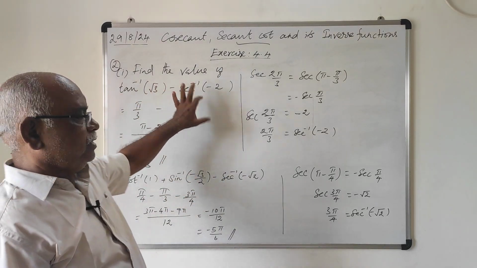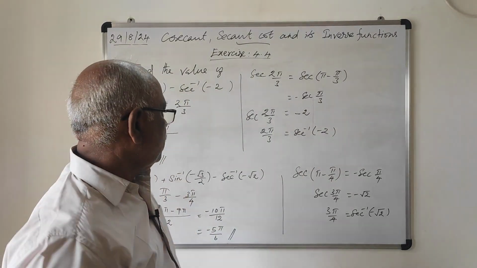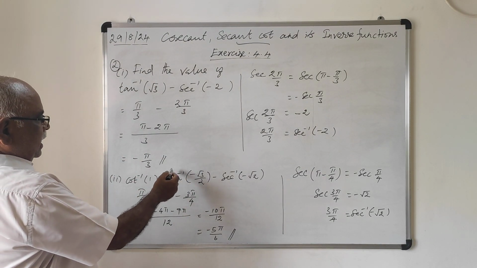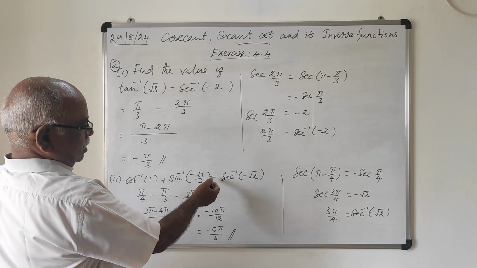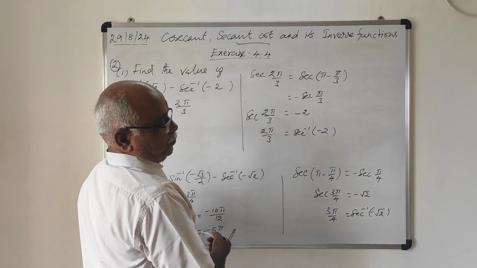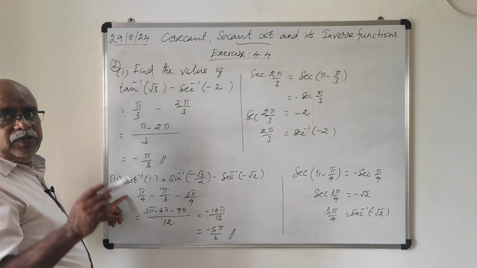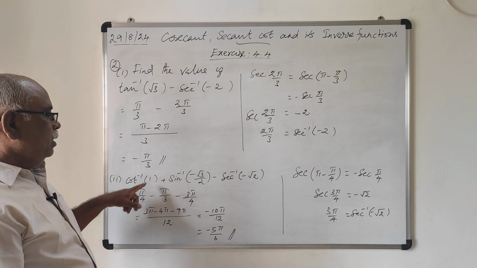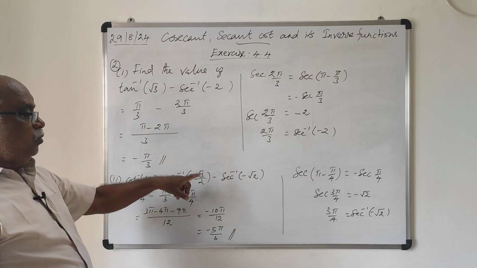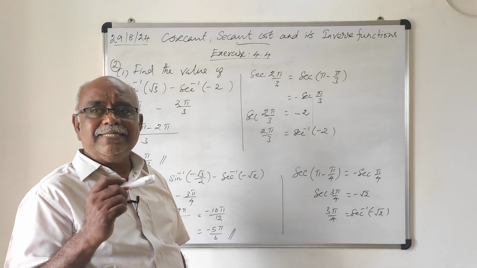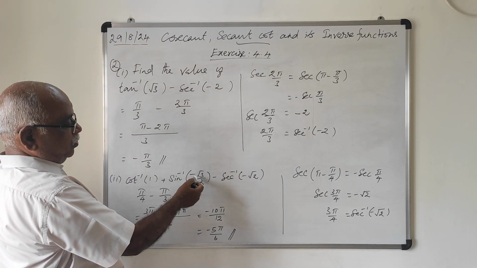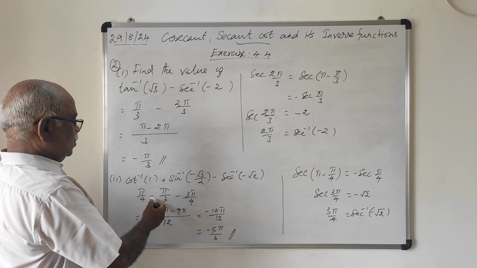That's all about the first subdivision. Next problem: find the value of cot inverse 1 plus sin inverse of minus root 3 by 2 minus secant inverse of minus root 2. Cot 45 is 1, you know. So cot inverse of 1 is 45 degrees, that is pi by 4. Sin inverse of minus root 3 by 2: you know sin 60 is root 3 by 2, so it is minus 60, that is minus pi by 3.